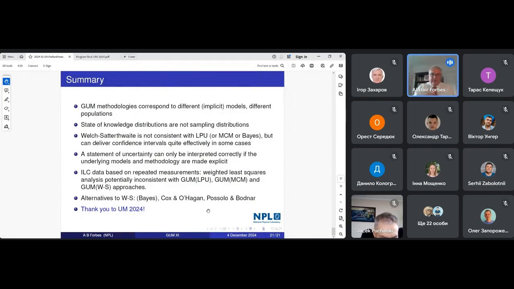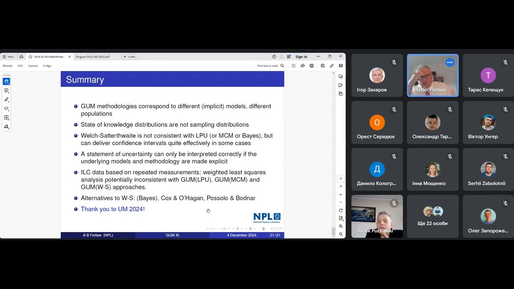And we've got all these different methodologies. If we don't know what methodologies, what models, are being applied, I don't think it's straightforward to understand what an uncertainty statement is actually saying. And in the case of ILC data, where we've got repeated measurements, none of the conditions that allow you to apply a weighted least squares approach apply, and you can't apply a Welch-Satterthwaite approach either. So some of the fundamental calculations associated with metrology are being done on the basis of models that are not totally appropriate.